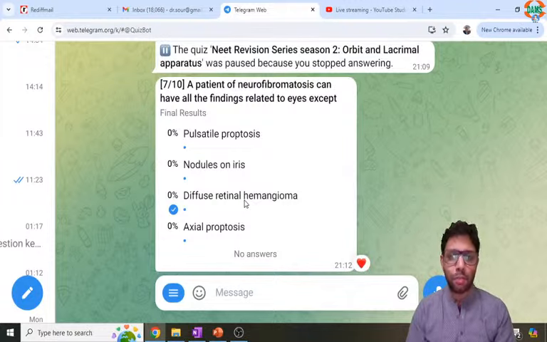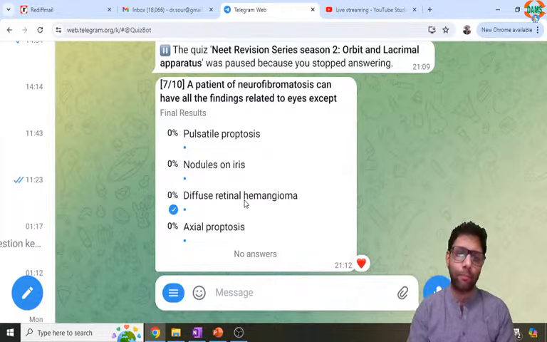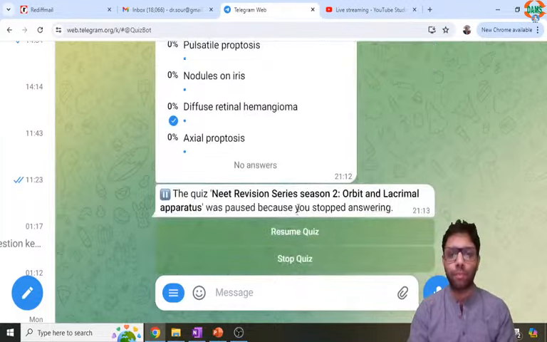Sturge-Weber syndrome has diffuse choroidal retinal hemangioma, that is port wine stain. Okay, that is not seen in neurofibromatosis.